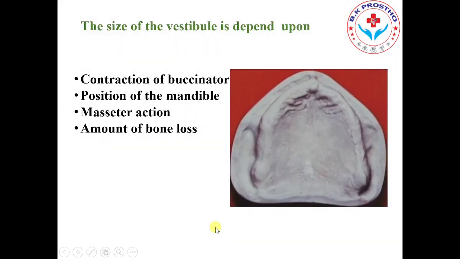The size of the buccal vestibule depends upon the contraction of the buccinator muscles. When the buccinator contracts, it reduces the size of the buccal vestibule. Position of the mandible: during opening of the mouth, the coronoid process comes forward and reduces the buccal vestibular space. When the masseter contracts, it pushes the buccinator inward and reduces the space. It also depends on the amount of bone loss. You can see here on this side there is greater bone loss as compared with this side, and there is a greater space.